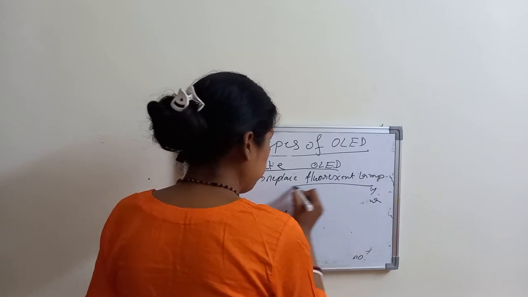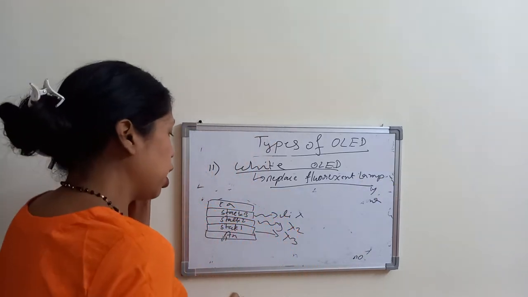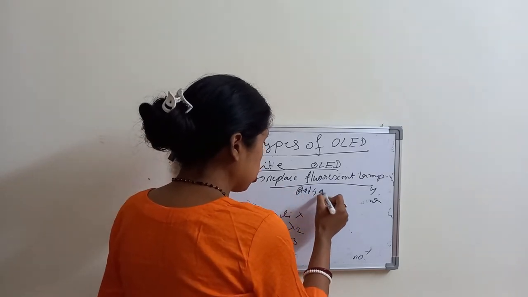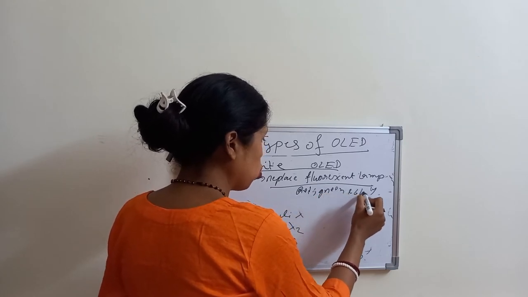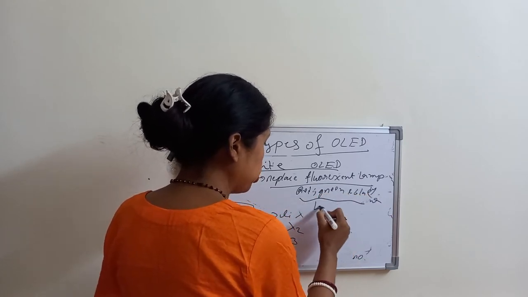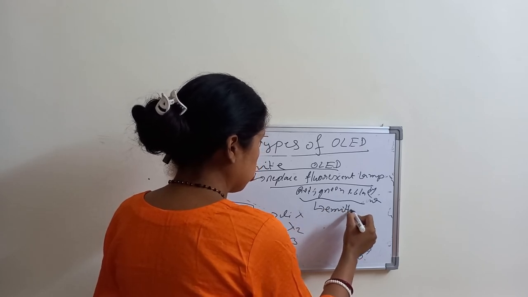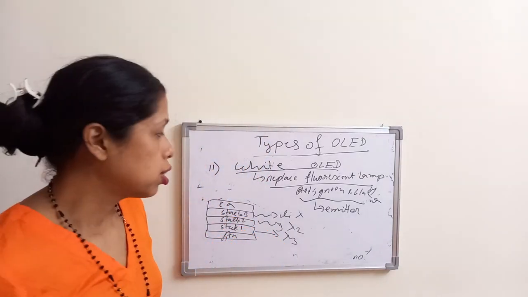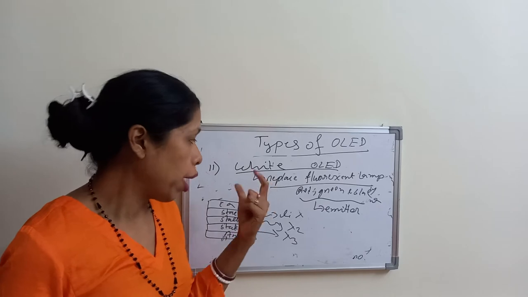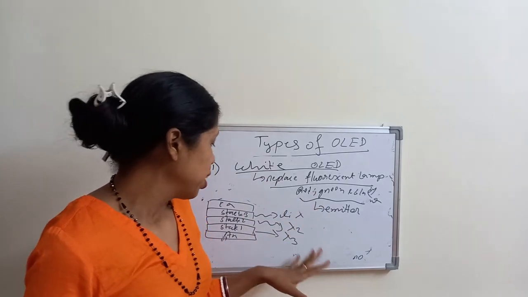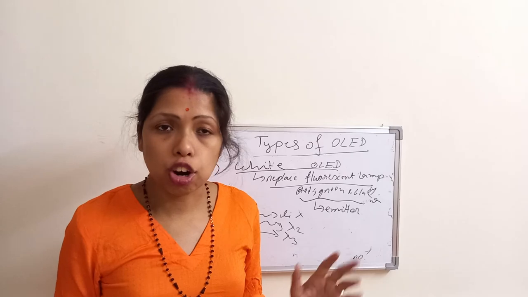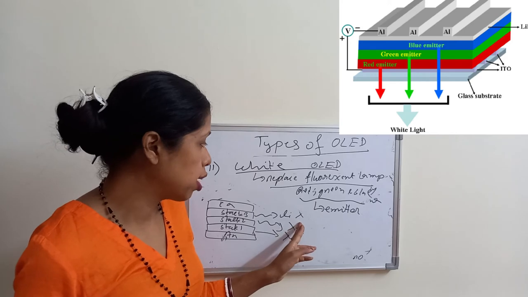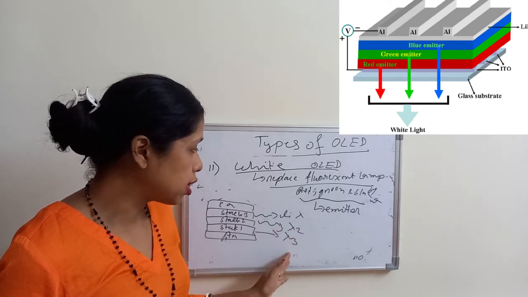Fluorescent lamp, right? So for that, normally RGB, right? Red, green, and blue. These three emitters should be there inside the white OLED. Okay, these three emitters should be there, red, green, and blue. So for getting three emitters, you have to choose the double stack or the triple stack layers. So one will give the red light, blue light, and the green light.